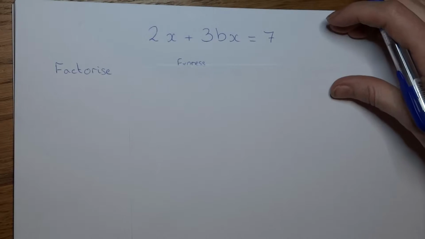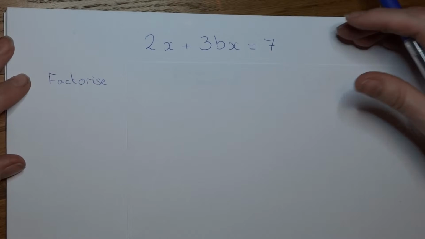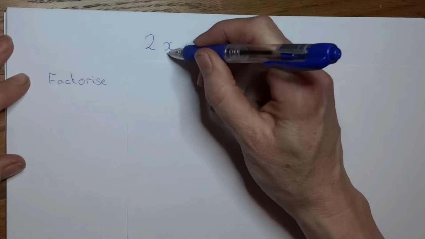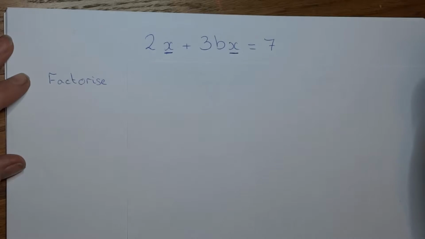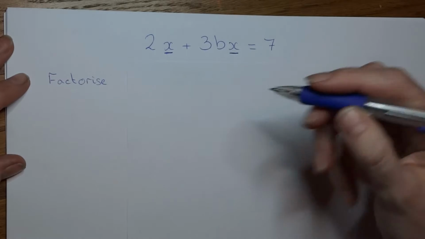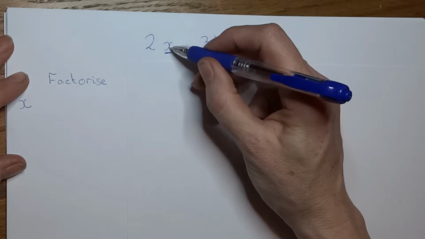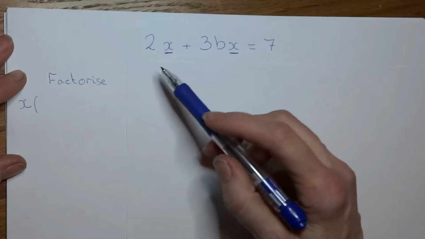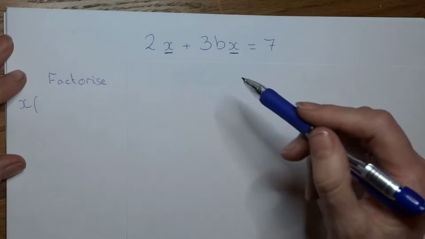We could factorize the equation, and factorizing is just the same as trying to express it in a simpler form. We can see that we have an x expression here and an x expression here. So we could actually just take the x outside the bracket. If I took the x outside the bracket, what would I need to put inside the bracket so that if I multiplied the brackets out again, I'd get the same thing?